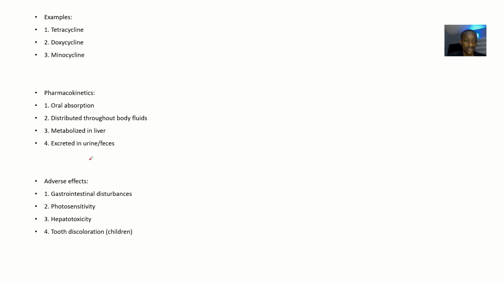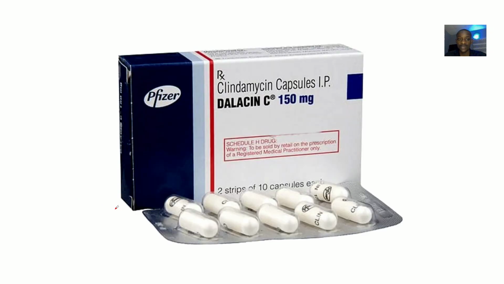Okay, and the adverse effects: if you are taking this drug, it can cause things like gastrointestinal disturbance, like stomach upset, diarrhea, and the rest. It can also cause photosensitivity. It can cause hepatotoxicity. That's like it will be toxic to the liver. All right. Then it can also cause tooth discoloration. That's mostly in children.